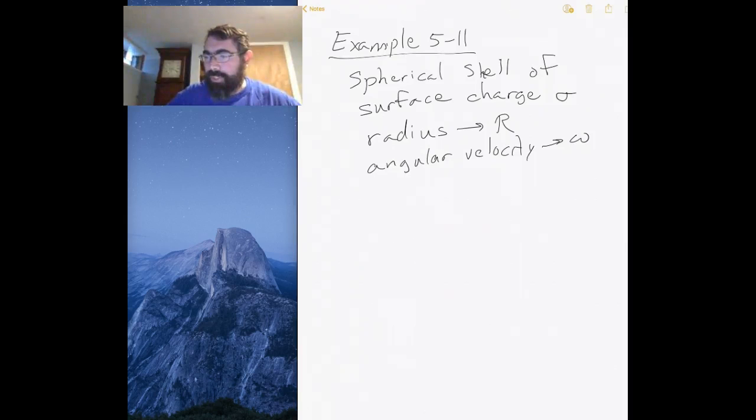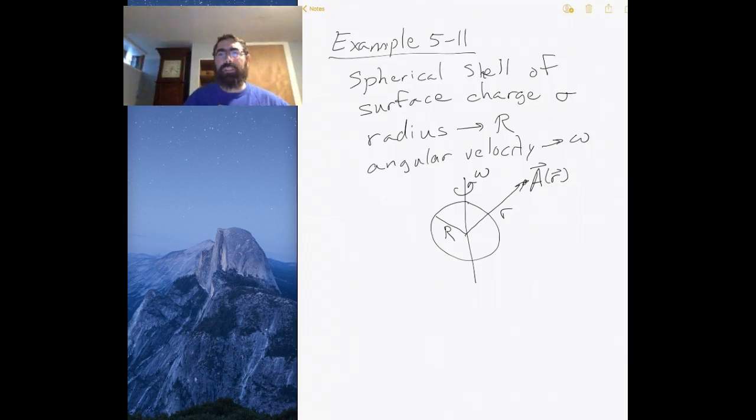So if we were to draw a picture of it, here's my sphere. It's got a radius capital R, and I want to figure out what the magnetic potential is at some point out here, little r, and it's rotating with an angular velocity omega around this axis. The angle between the axis of rotation and the point at which we're trying to measure A is called psi. Okay, so now we want to put this on a coordinate system.